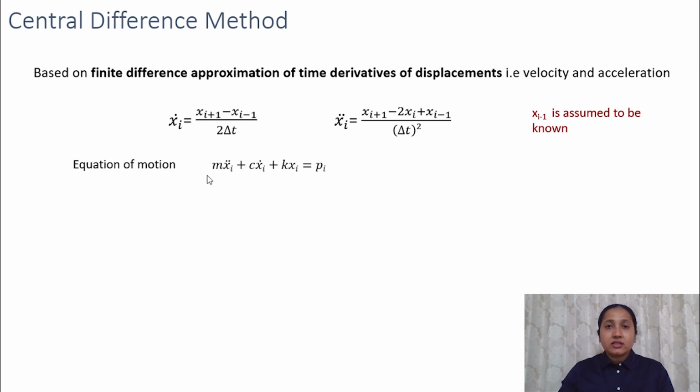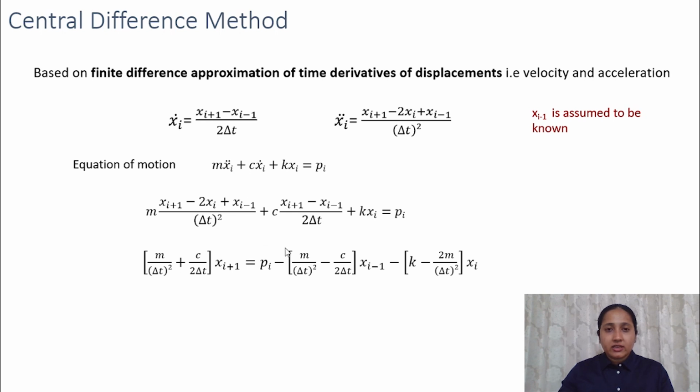So we know that the equation of motion at the time instant i is given by m x double dot i plus c x dot i plus k x i is equal to p i. So we can substitute these finite difference expressions into this, and this equation will become m x double dot, that is this expression, plus c x dot, that is this expression, plus k x is equal to p at instant i. We can rearrange this equation.